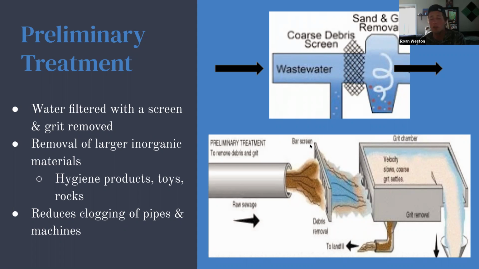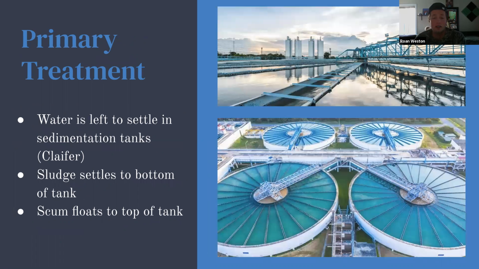Once it's gone through this screen, it comes into a grit chamber. What the grit chamber is doing is it gets rid of all the gravel and heavier sediments that could really cause problems down the line. So let's continue with the wastewater treatment and talk about the second stage of primary treatment.